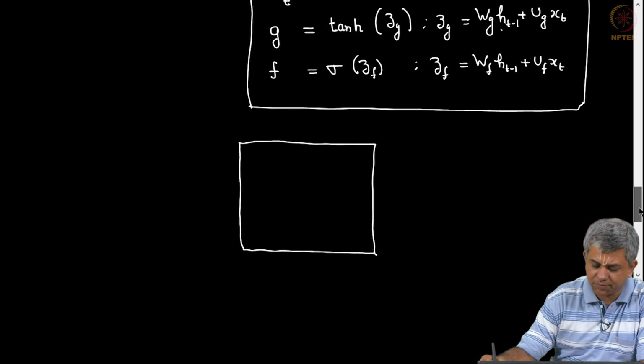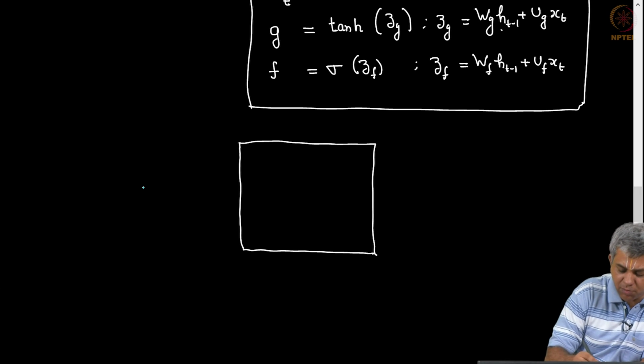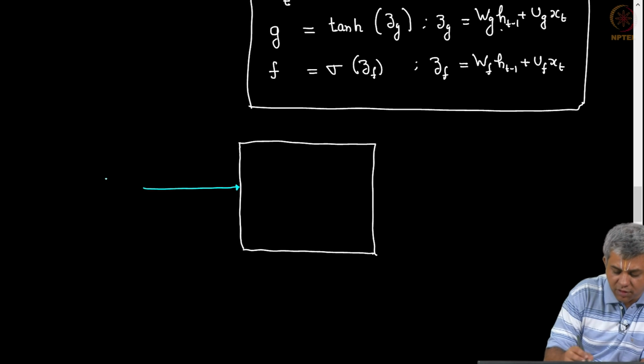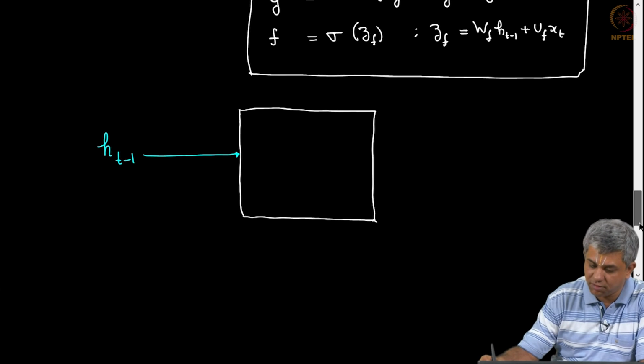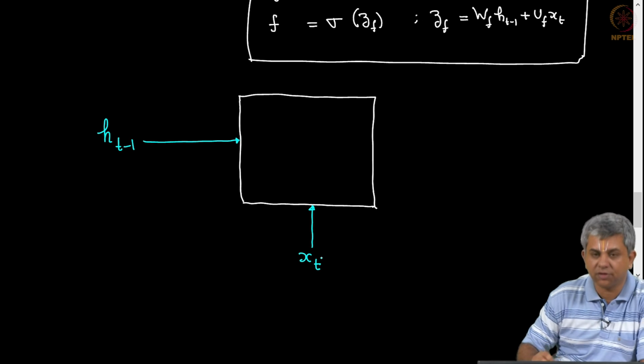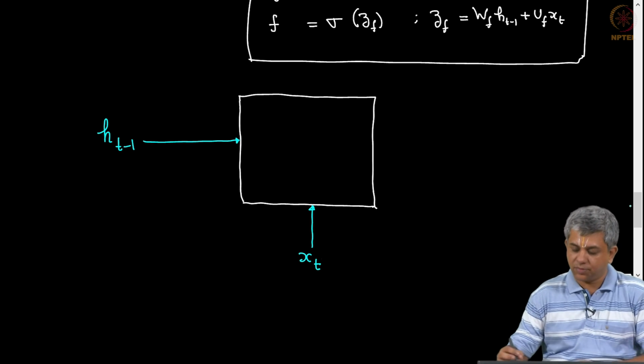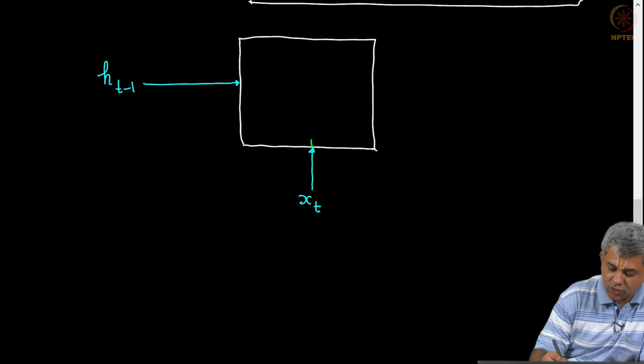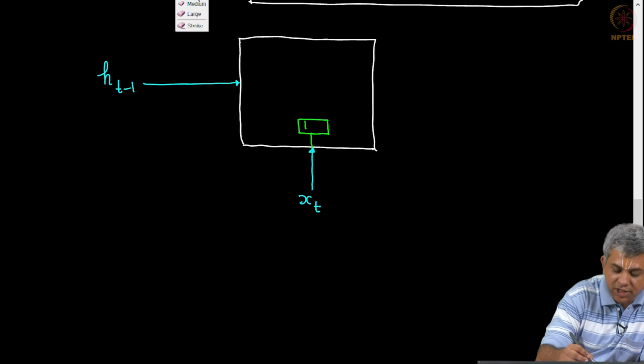So, what we have is, as before, we have H_{t-1} coming from the previous cell, we have X_t as the input. Now, the two combine. So, let us take this in. The two combine to give, I will call it G itself.